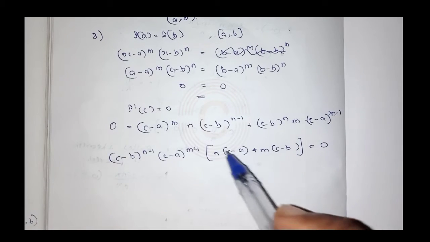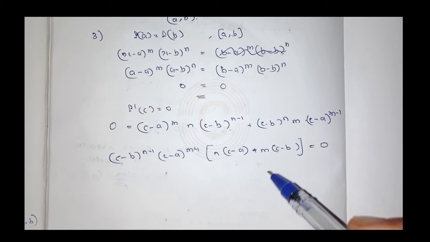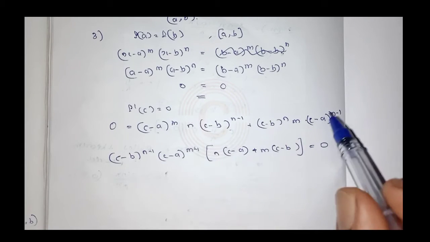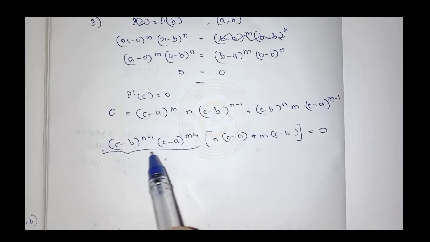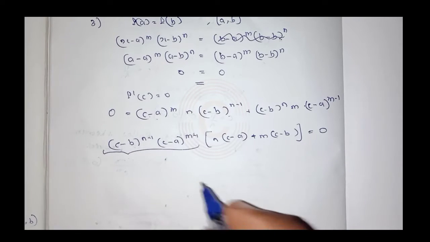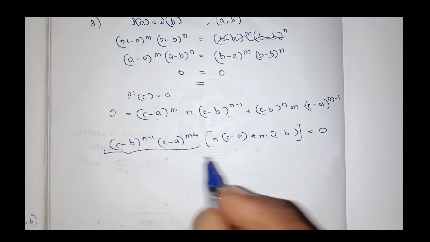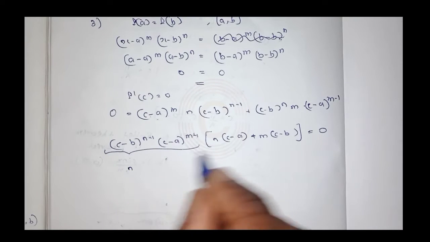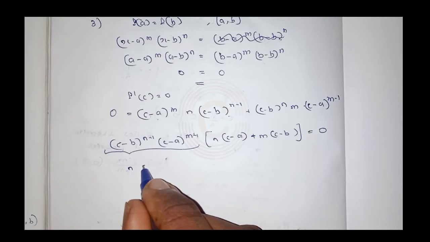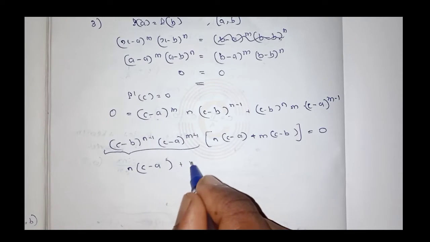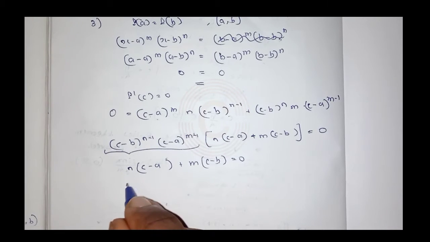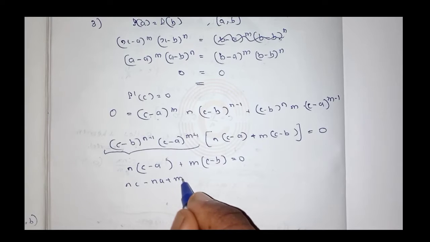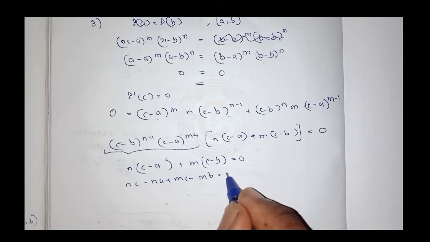When we open this bracket and do further calculation, we get the same previous formula, so there is no change occurring. Here these terms are constant terms, so we can take them to the right hand side from the left hand side. It will vanish, and we get the solution as n into c minus a plus m into c minus b equal to 0. Then opening this bracket, nc minus na plus mc minus mb, which is equal to 0.